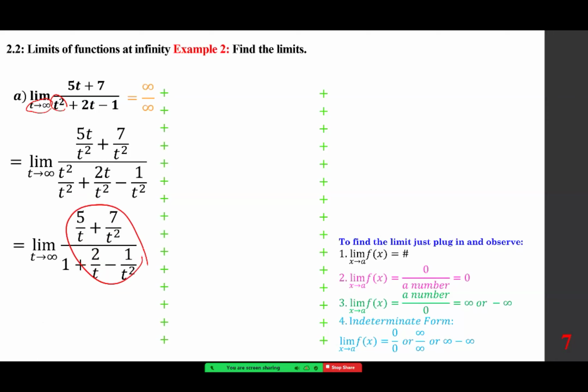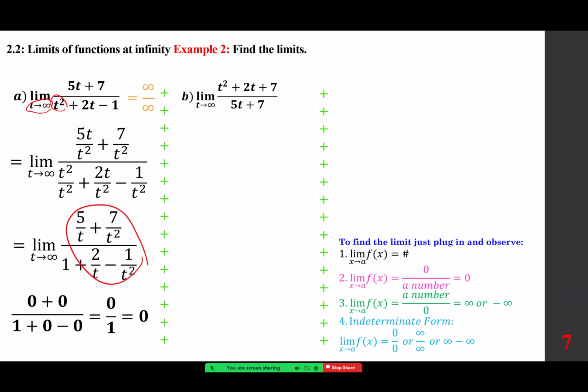Each one, when you apply the limit, goes to zero, except the one. 0 over 1 is zero. Let's take a look at this one. Again, it's infinity over infinity. However, because the variable is approaching infinity, the technique is to divide by t.